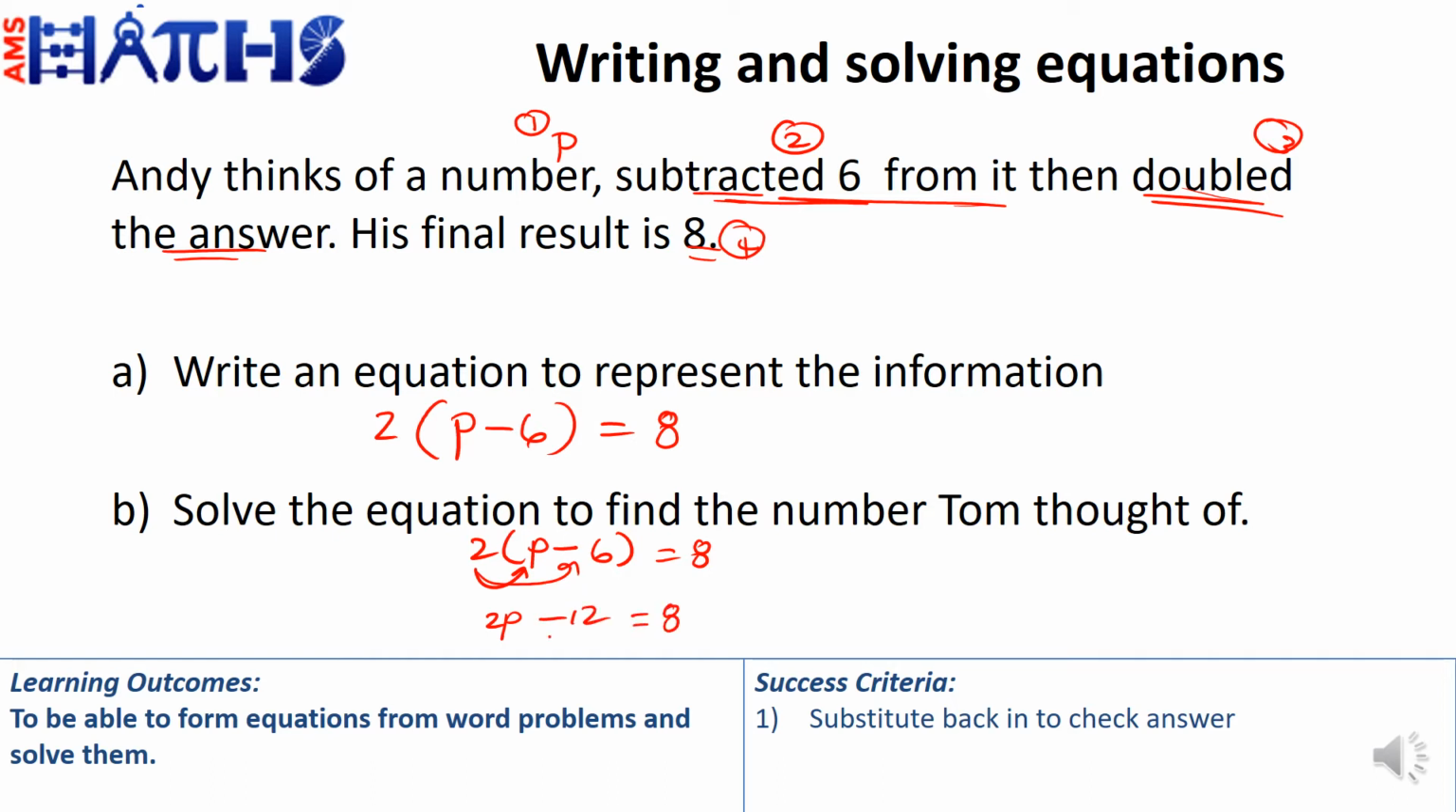Then to solve, we'll add 12 on both sides, which gives us 2P on the left. And on the right, we would get 8 plus 12 is 20. Then we'll divide both sides by 2. And so we would end up with 2 divided by 2 is 1. So that leaves us with P. And 20 divided by 2 is equal to 10. So the number that Andy thought of was 10.